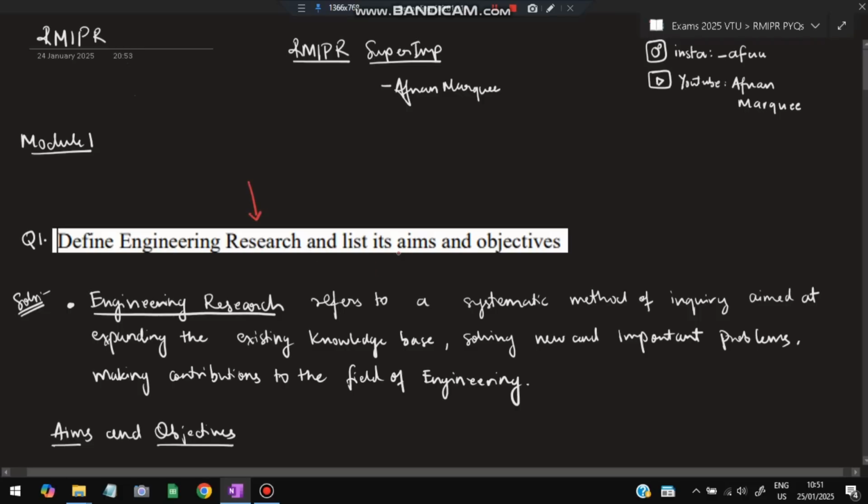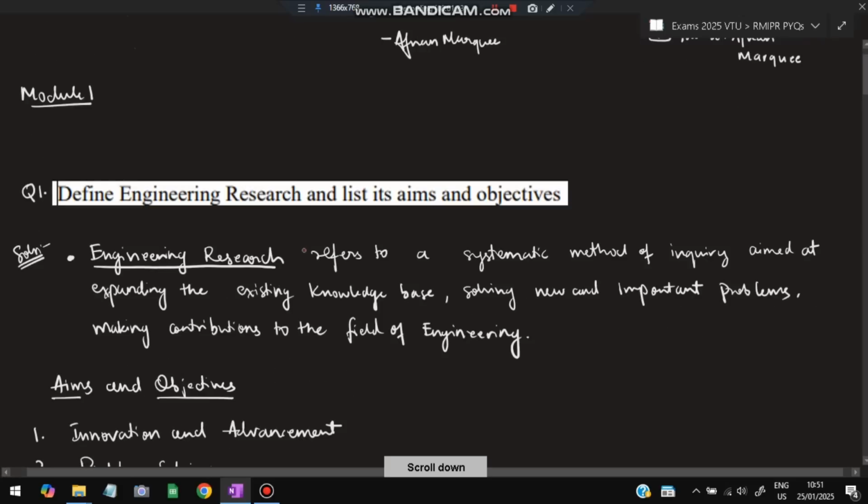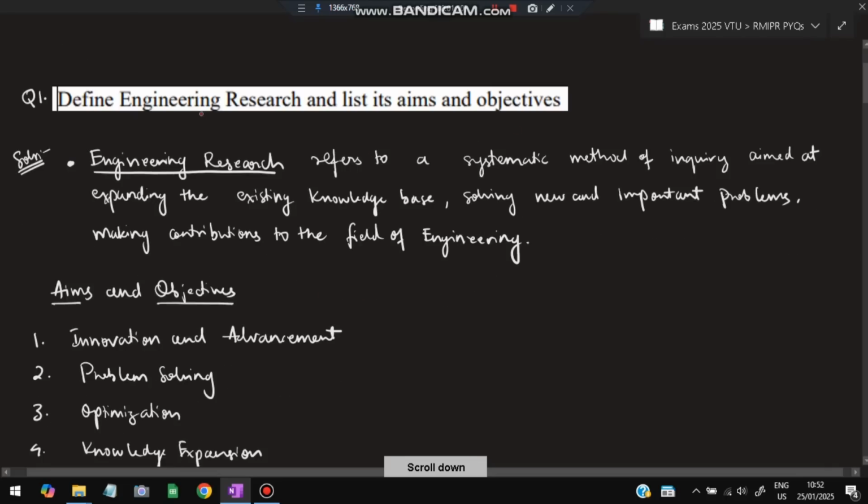And after that they have asked, list its aim and objectives, okay. So engineering research refers to a systematic method. It is a systematic method of inquiry aimed at expanding the existing knowledge base. Whatever is the existing knowledge base, we are trying to expand it, learn more about the things, solving new and important problems. We are solving new problems, and the knowledge we gain from solving that problem, that also we are putting in the existing knowledge base. Making contributions to the field of engineering means we are making the engineering field better, okay. That is what is called engineering research, okay. You need not memorize this one, just understand what it is. You can write from your own words, okay.